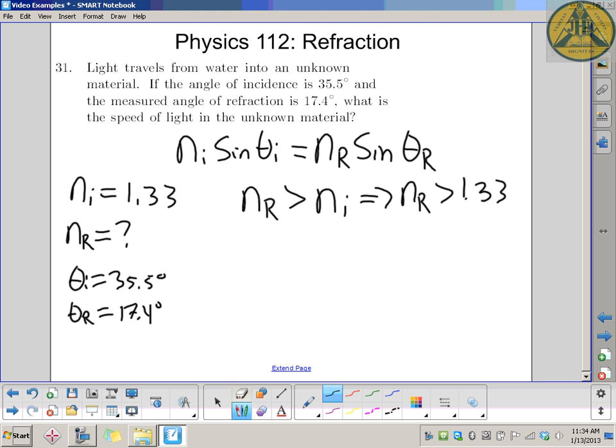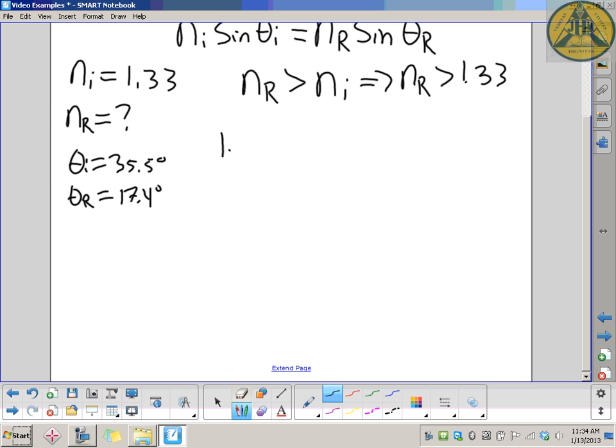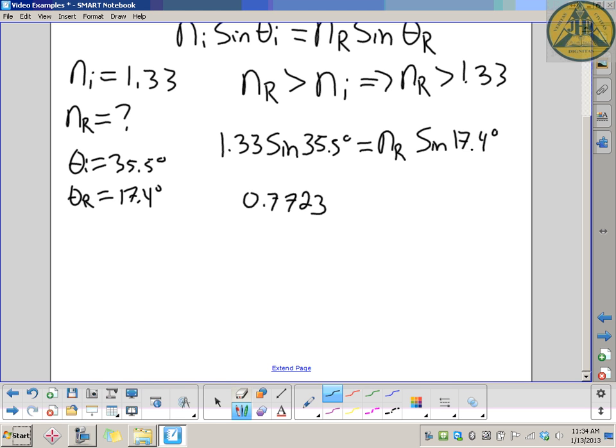Okay, so let's do some Snell's law. I have 1.33 sine 35.5 equals NR, don't know what that is yet, sine 17.4. So I just work out left and right sides there just to get some numbers, make it a little easier looking. 1.33 times the sine of 35.5, 0.7723. That equals NR times sine 17.4, 0.299, and then the next digit's a 0.